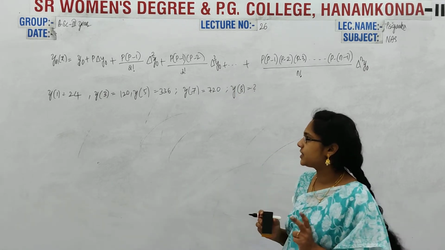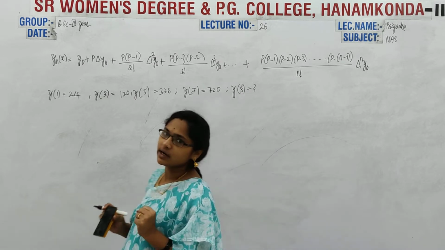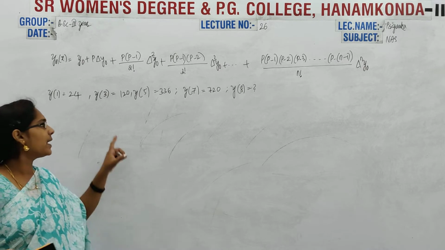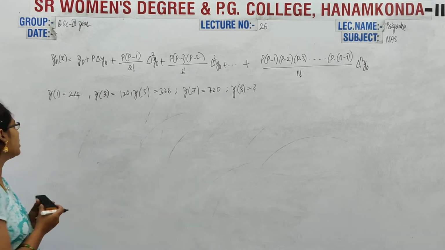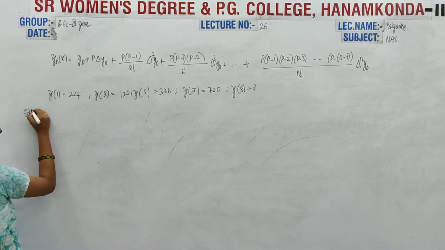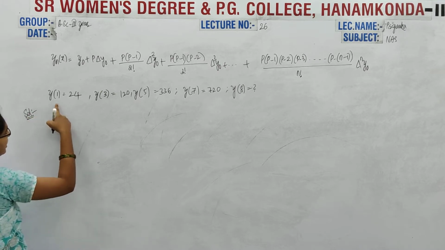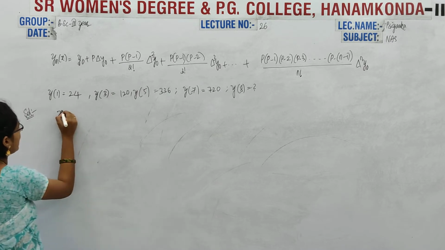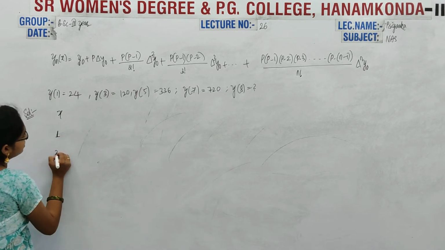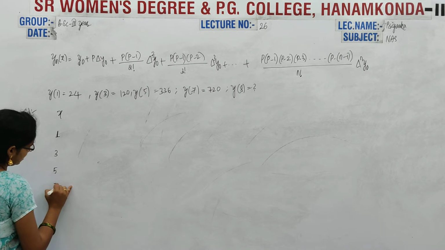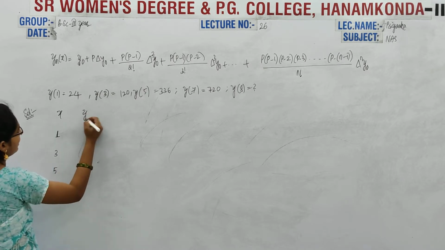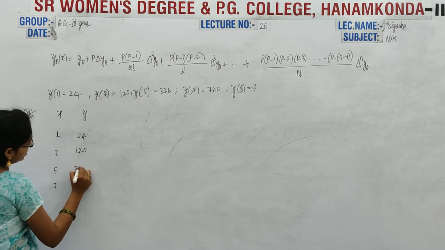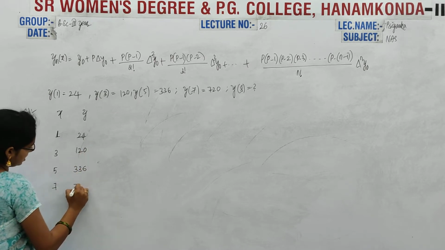Okay, listen carefully. Sometimes they give the question in the form of a table. Now first of all, what do we have to do? Solution. First of all, what do we have to take? The x values are 1, 3, 5, 7. Next, the y values are 24, 120, 336, 720.